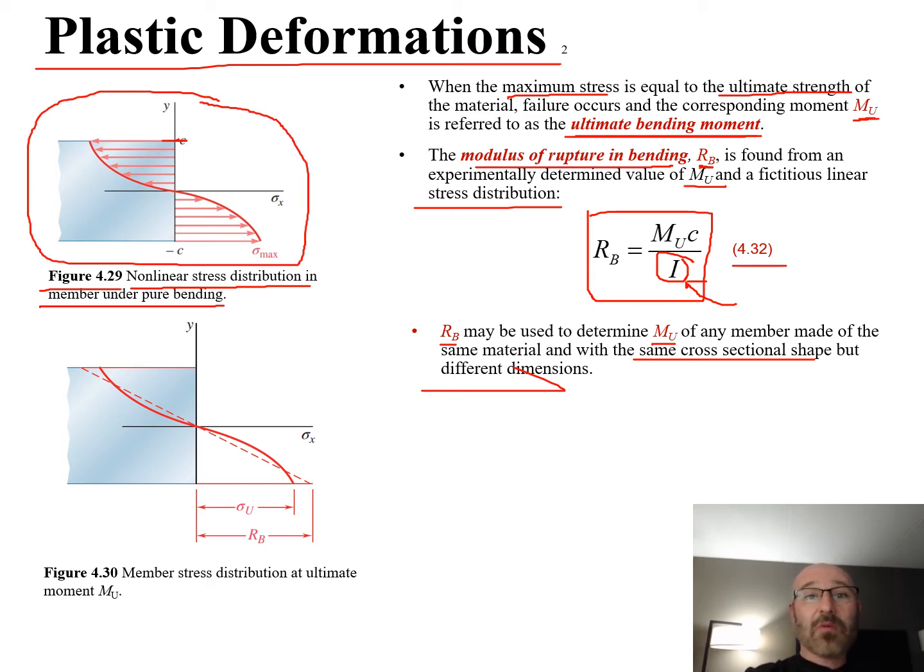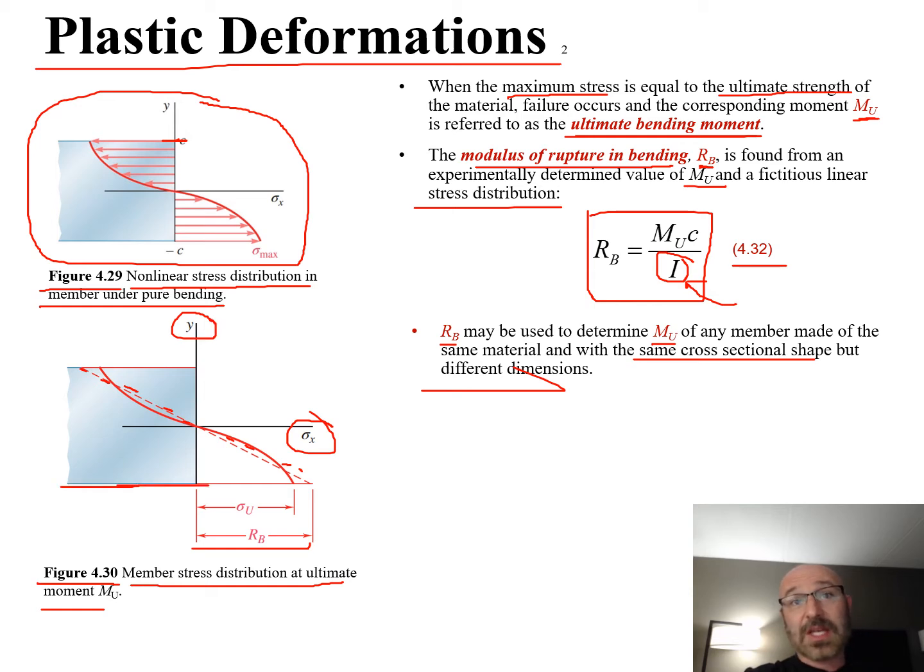And then down here, we compare this to figure 4.30, where we have the member stress distribution at ultimate moment, M sub u. As this goes out to this R sub b value, we can see this linear line going along there. And this again is our stress in the x direction and our y-axis. This right here is our outer surface at that distance of c, as we can see in the above graph.